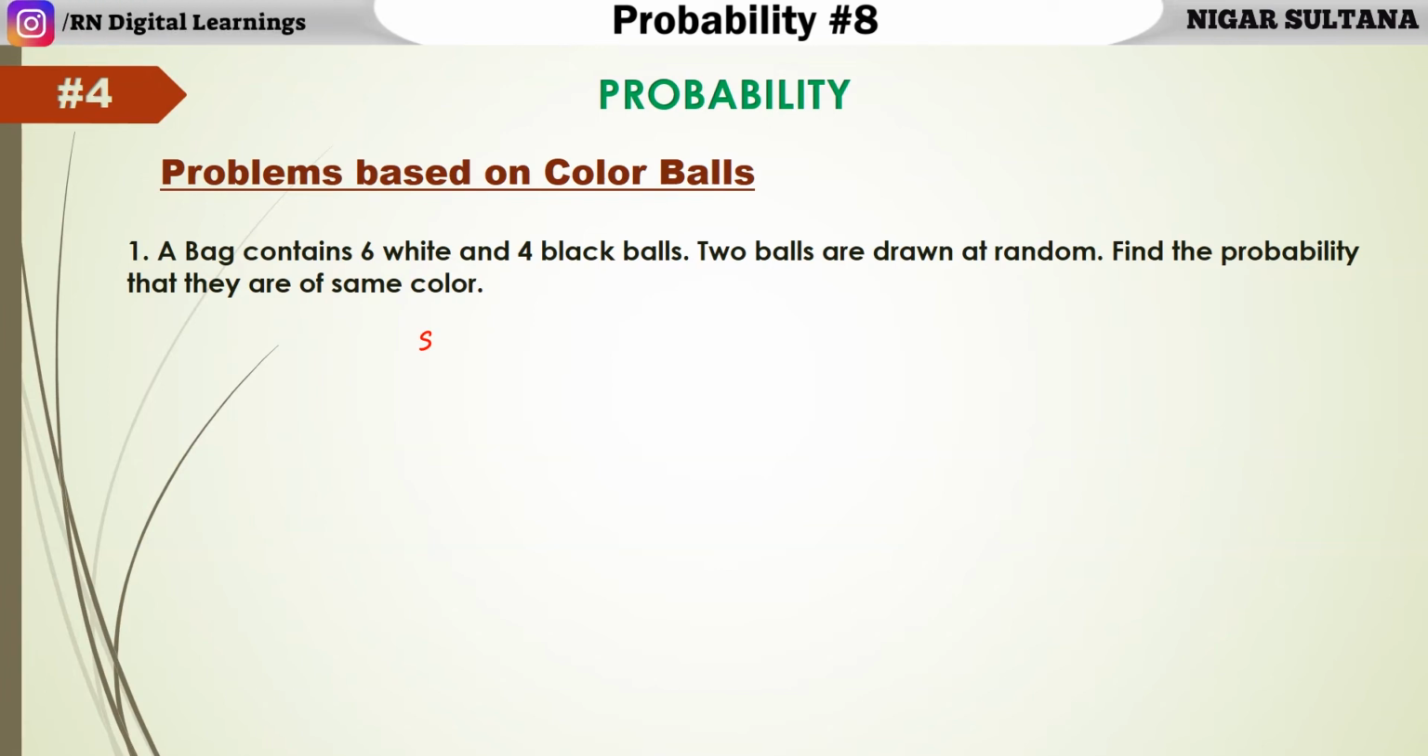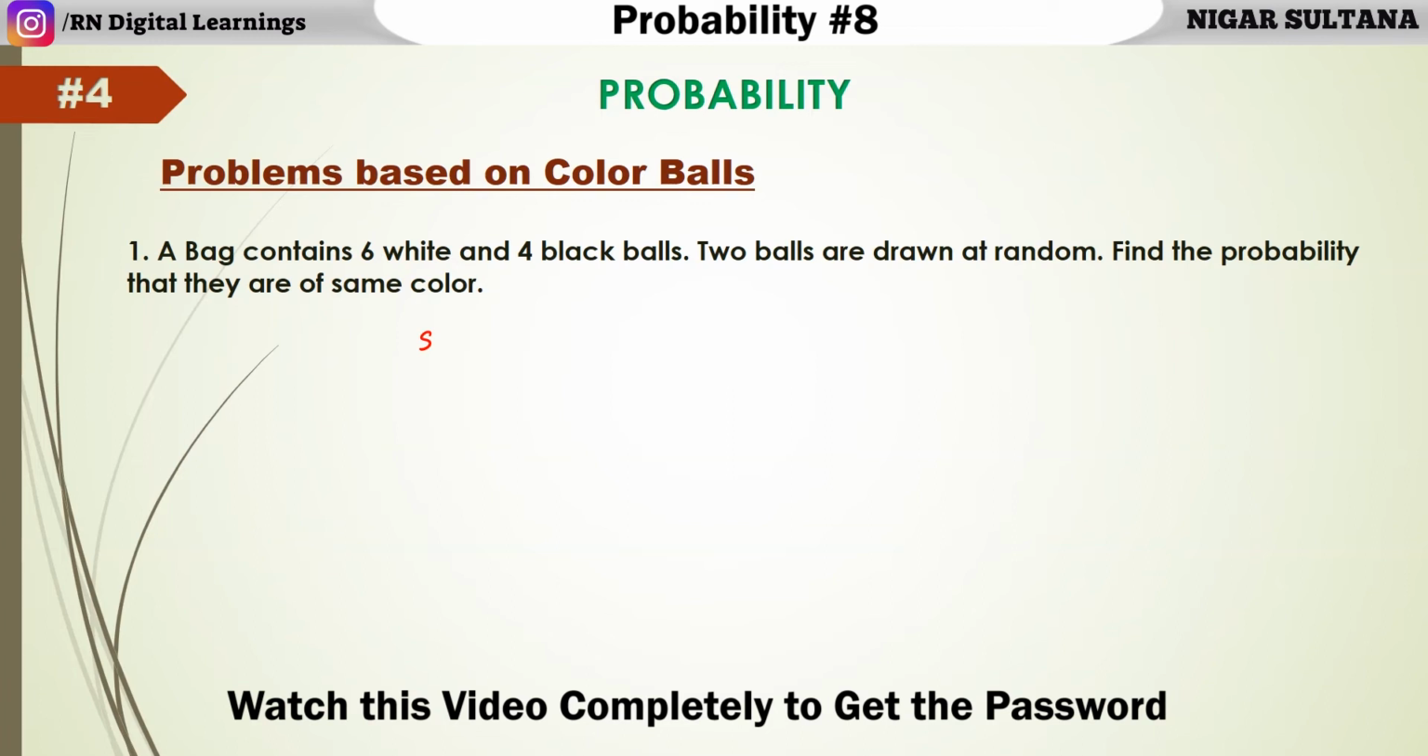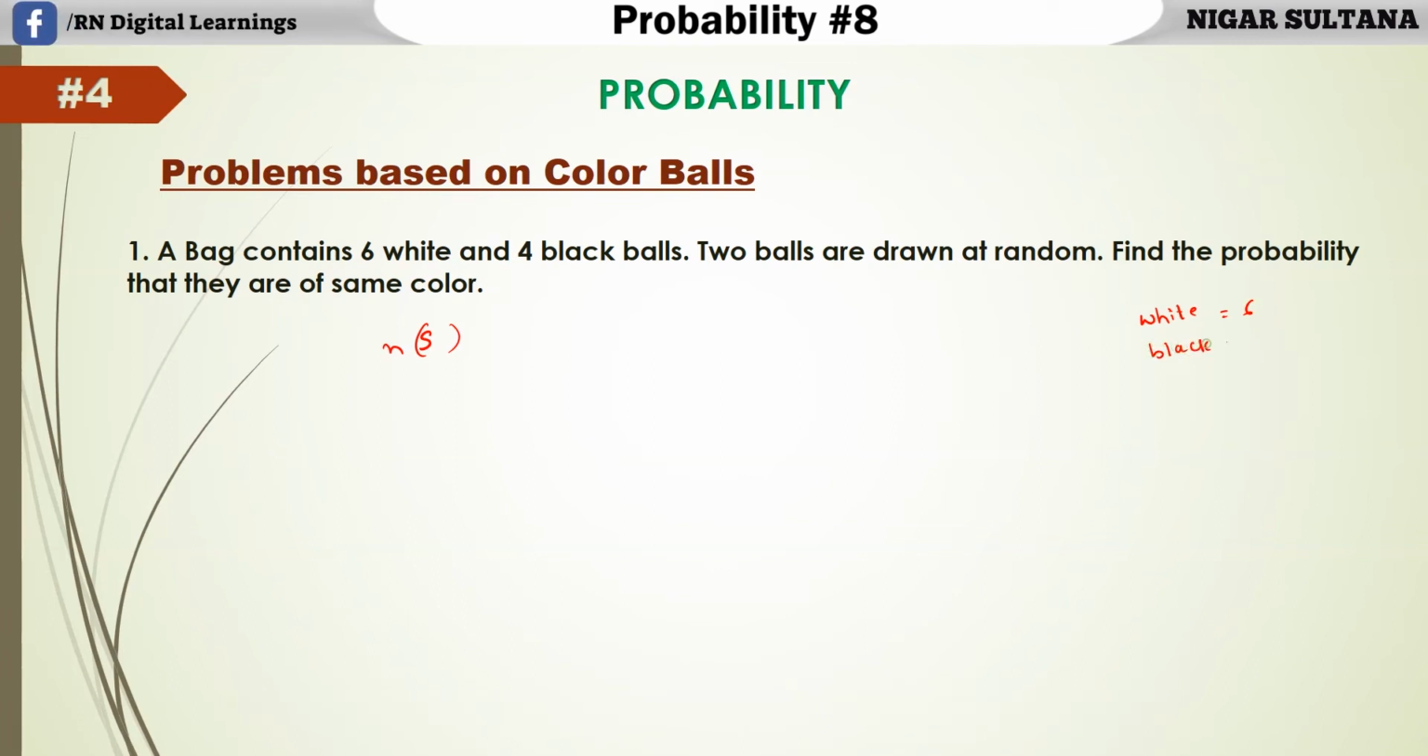Now how will you represent n of S? n of S can be represented as what has been given. First we must list that. So how many white balls do we have? We have 6 white balls, and how many black balls? Black are 4. Now what is the sample? We cannot add like this, 6 plus 4 as 10. We are taking how many balls at a time? 2 balls at a time.